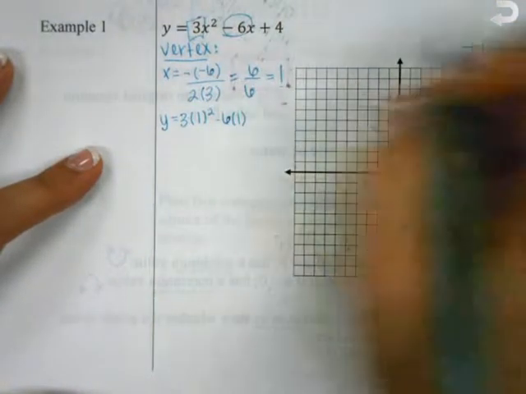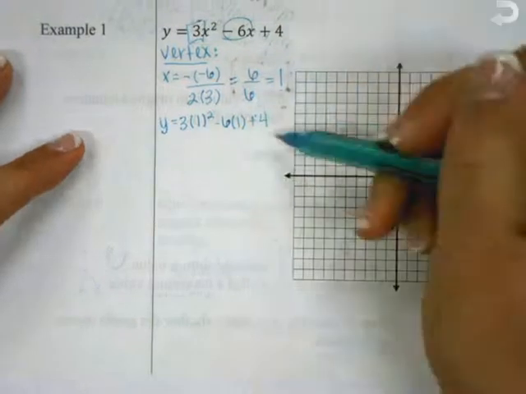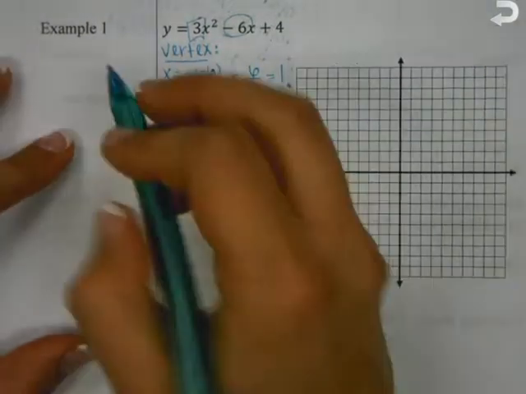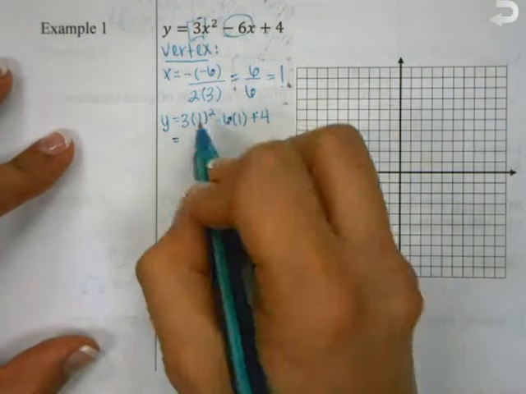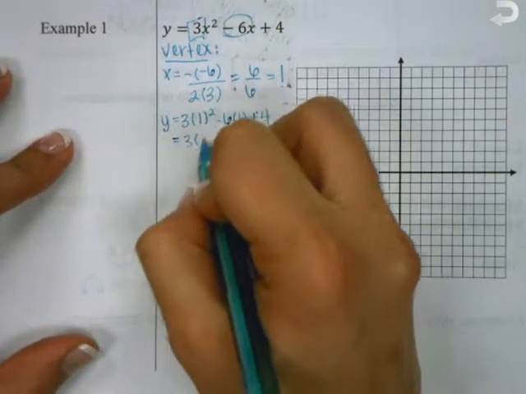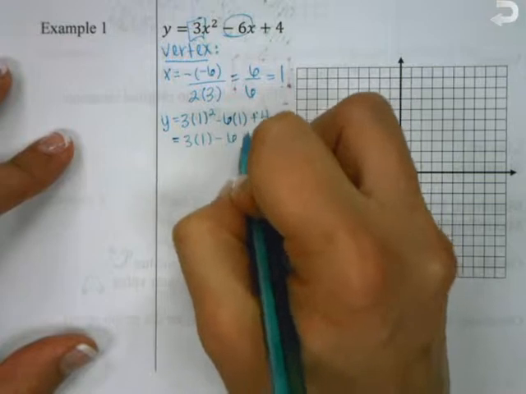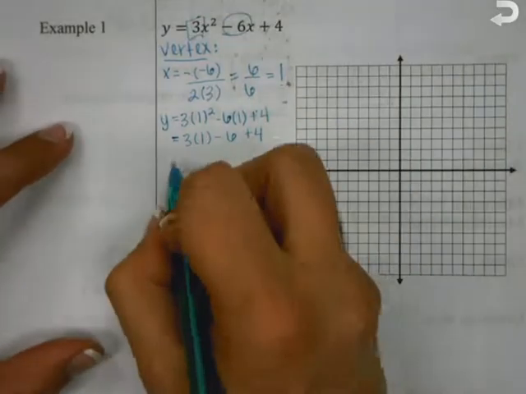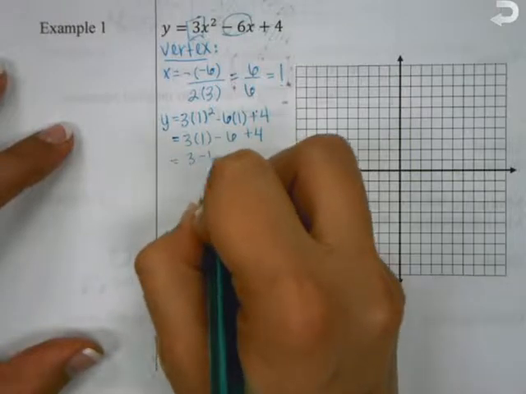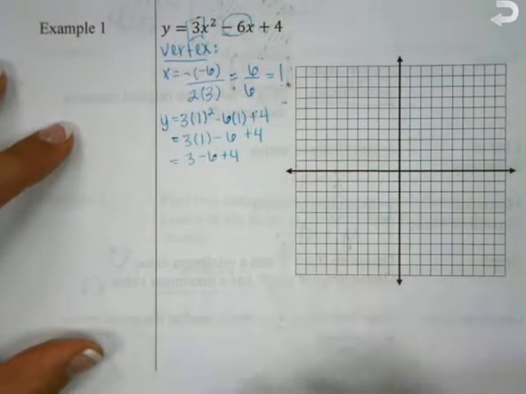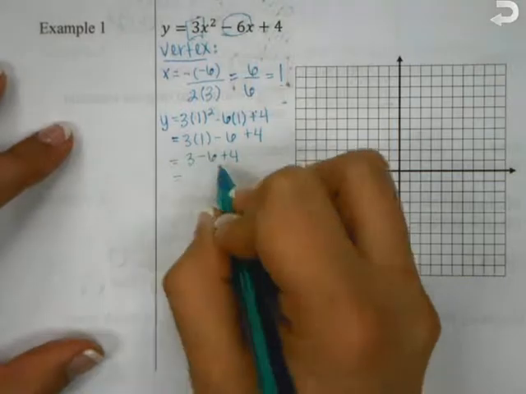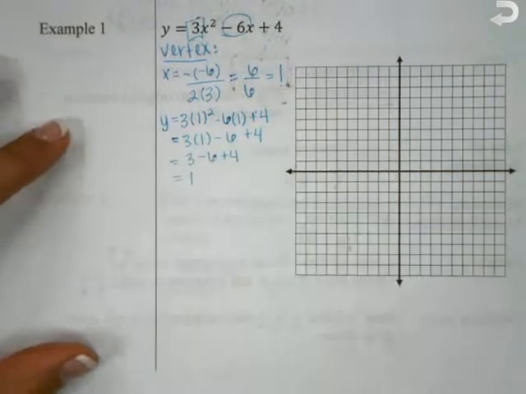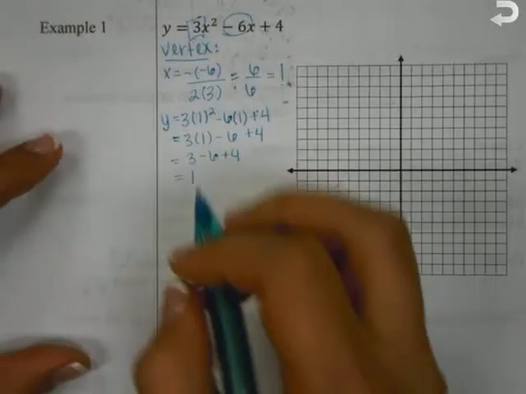Okay? So that equals 1 squared is 1. So 3 times 1 minus 6 plus 4, which is equal to 3 minus 6 plus 4. 3 minus 6 gives me negative 3, and negative 3 plus 4 is positive 1. So what is my vertex? 1, comma, 1. The vertex is a point, so you have to have x first and then y.